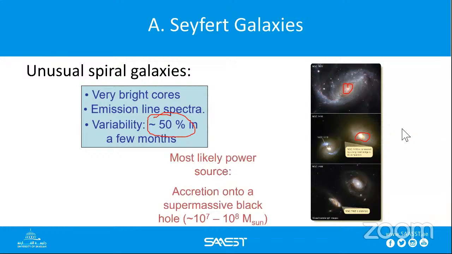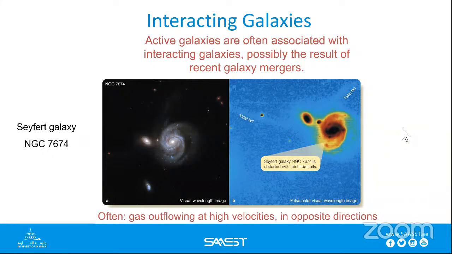So, the most likely power source: they may have inside a very supermassive black hole, with a mass of 10 to the 7, 10 to the 8 solar masses. We also have interacting galaxies, as I talked about in my talk, and Professor Dr. Antonis also talked about it. Sometimes we have colliding galaxies, and they become very, very active. The best example for us is Centaurus A, which is the end result of a spiral galaxy colliding with an elliptical galaxy, and you have a beautiful optical image of Centaurus.